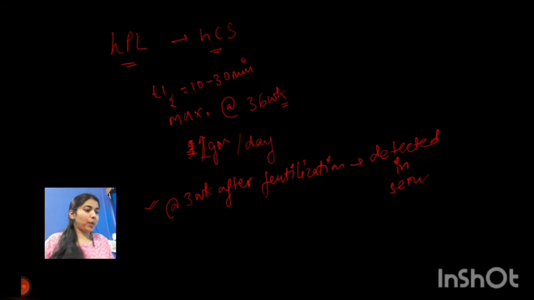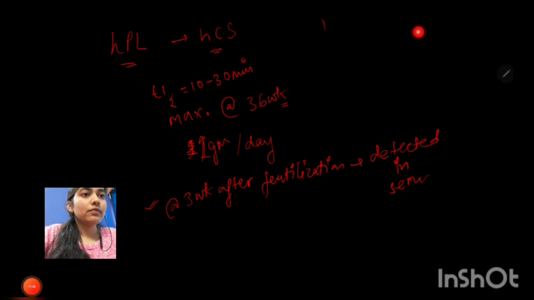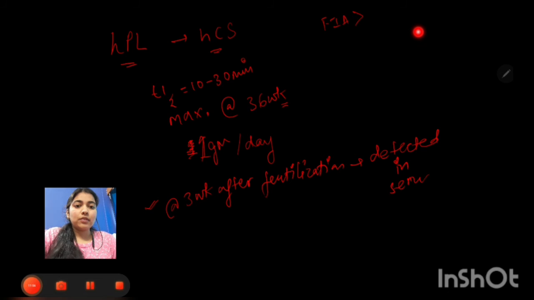This is an important point. The most sensitive test to detect HCG in the blood is fluorescent immunoassay, more than the radioimmunoassay. Note this, that fluorescent immunoassay is the more important point than radioimmunoassay for detection of HCG.